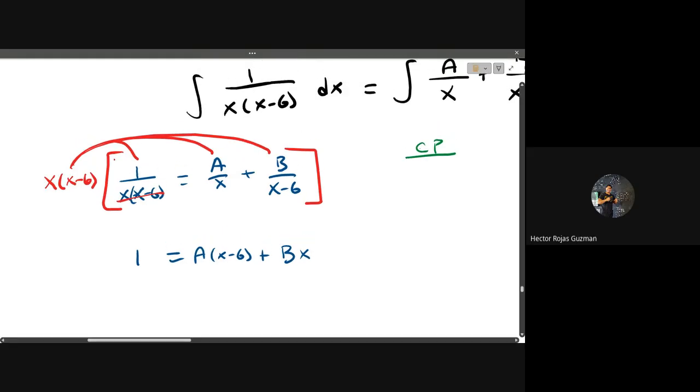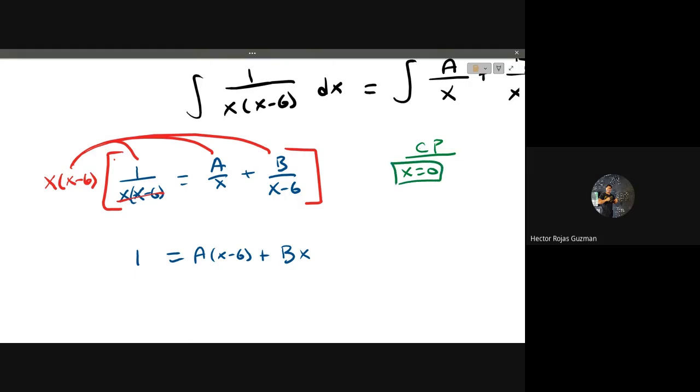Make your factors equal to 0. x is equal to 0. There's one critical point. x minus 6 is equal to 0, x is equal to 6. Because now we're going to use those to solve for a and b.